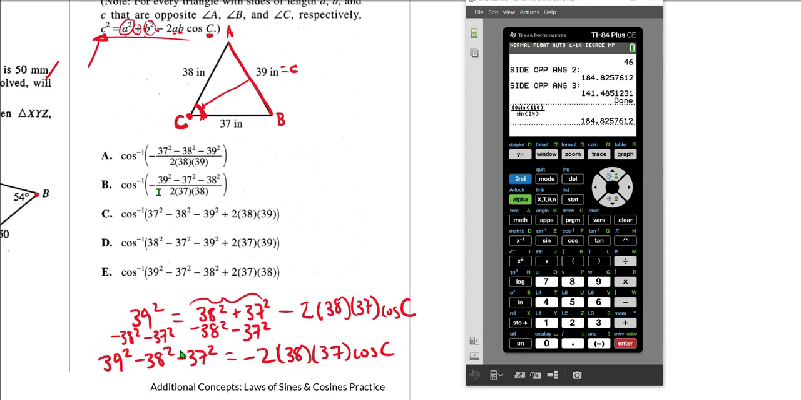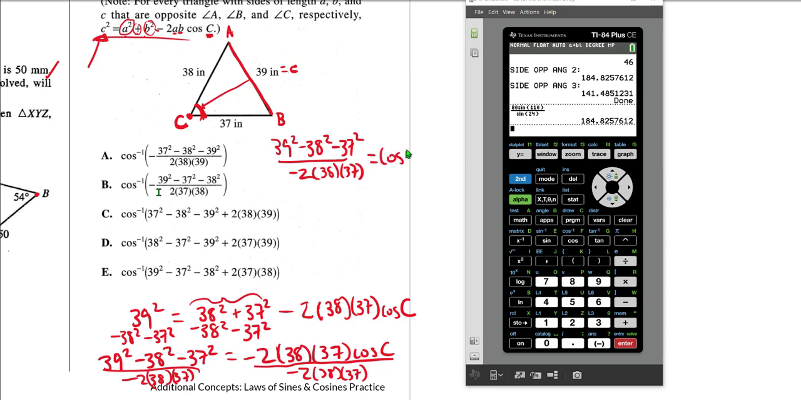So now that we have all of this, we're going to divide both sides by negative 2 times 38 times 37. That is just to isolate the cosine of C. I'm going to come up here and write 39 squared minus 38 squared minus 37 squared all over negative 2 times 38 times 37. On the right hand side, we still have our cosine of C.